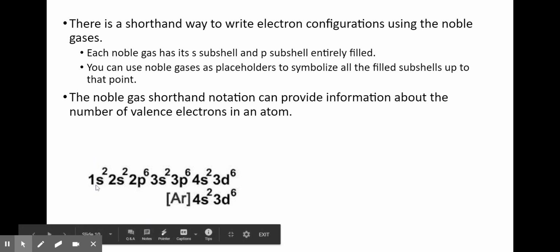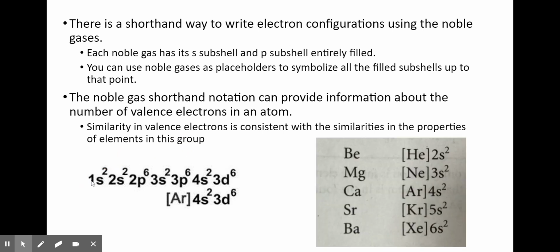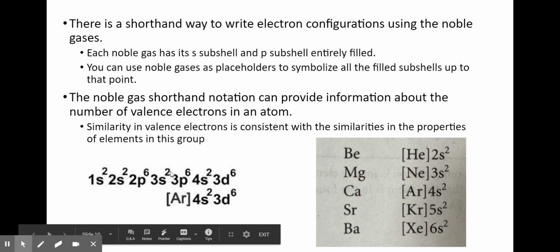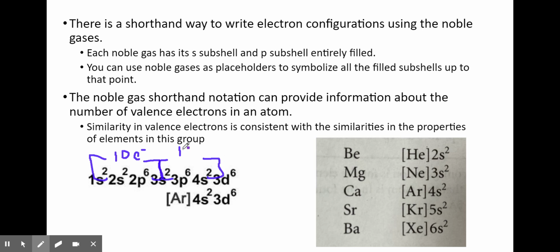If I show you this handwritten electron configuration, so we have 1s2, 2s2, 2p6, 3s2, 3p6, 4s2, 3d6. Well, let's figure out how many electrons we have in order to decide what element we have. From here to here, we have 10 electrons, right? From here to here, we have 10 electrons, okay? And then we have 6 more, so we have an atomic number of 26, which gives us iron.